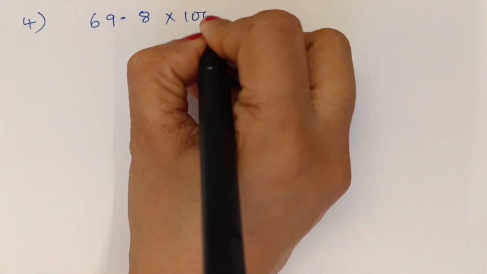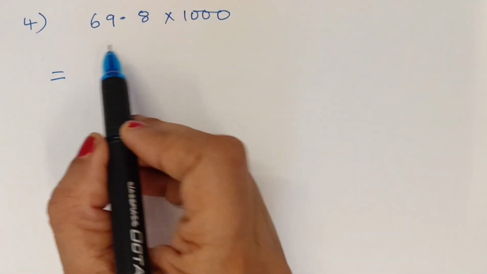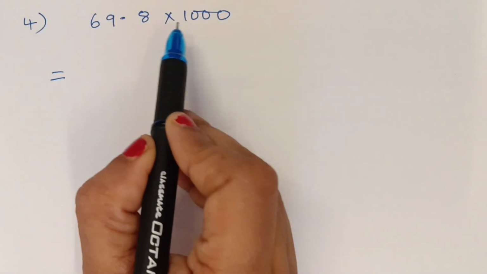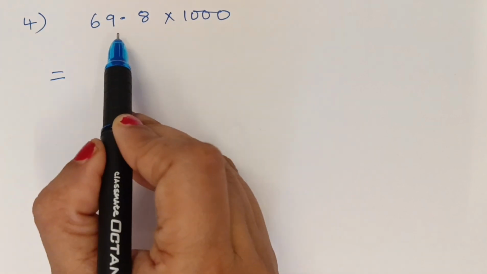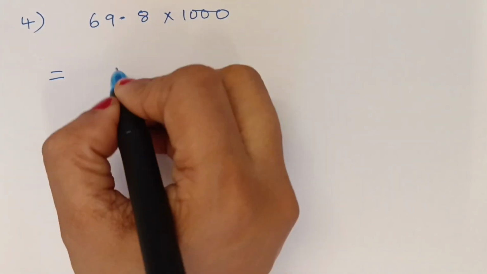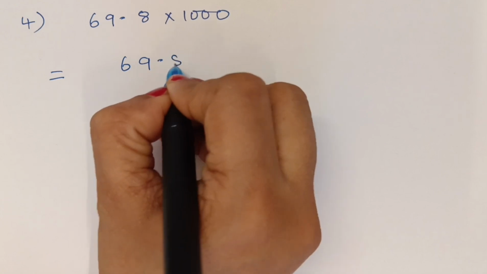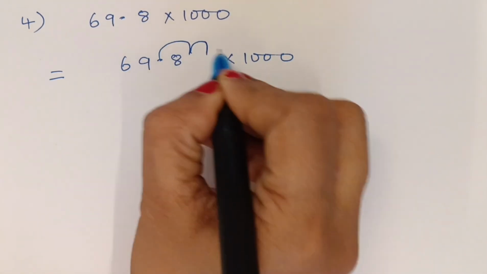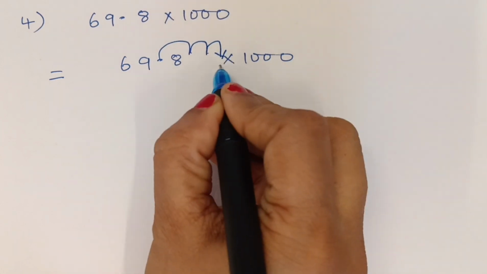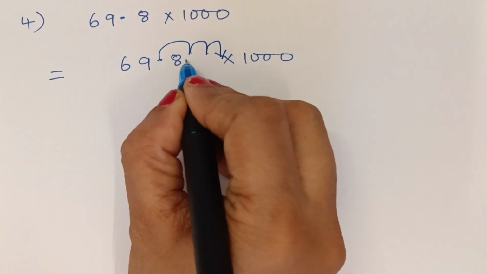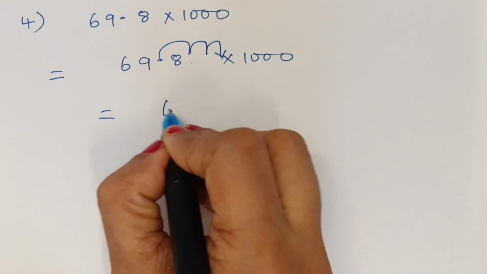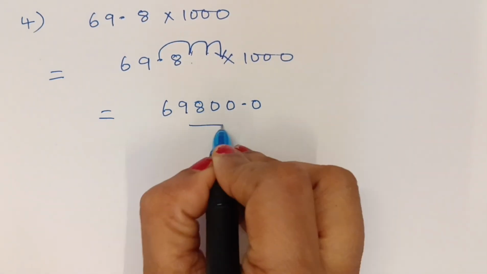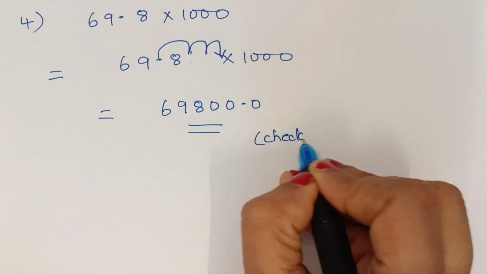69.8 into 1000. Now again, what does the question say? If a decimal number is multiplied by 1000, then the decimal point shifts 3 places. 1, 2, 3. So your point will come here, and here no digits are there. It means 0. 698.0. In this way you can check the answer also.